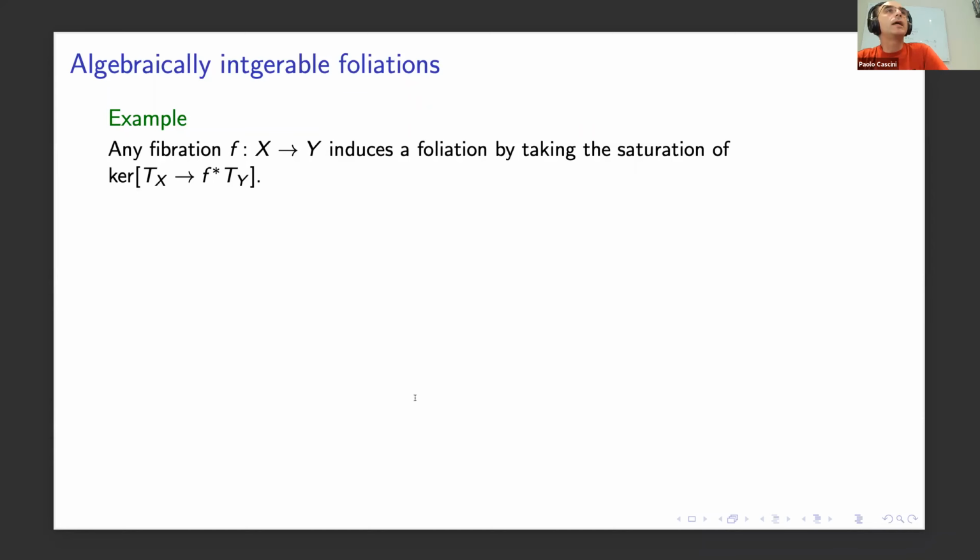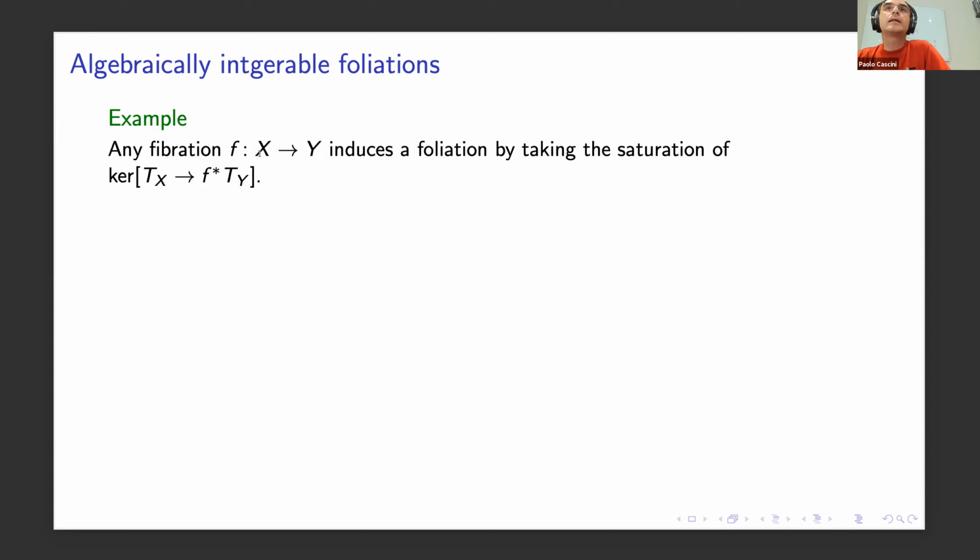I will give an example of a foliation. Here is a typo, so: examples of algebraic integrable foliations. So what is this? Well, this is an easy example in some sense, but this is itself already very interesting. Any fibration in algebraic geometry, so by fibration I mean something surjective between normal varieties with connected fibers, induces a foliation. So how do we do this? Well, we just take the kernel of the differential. Now this subsheaf here might not be saturated because it's possible that the fibration might have non-reduced fibers.